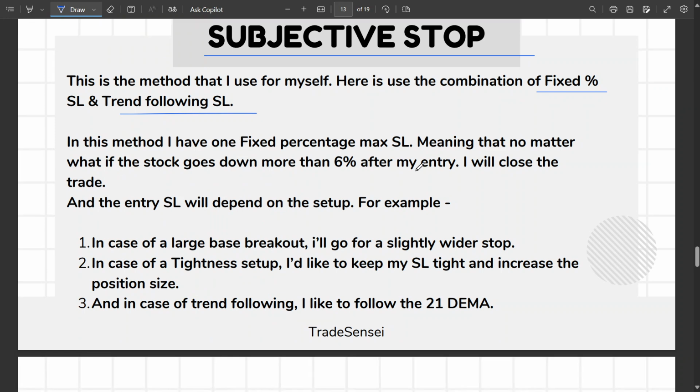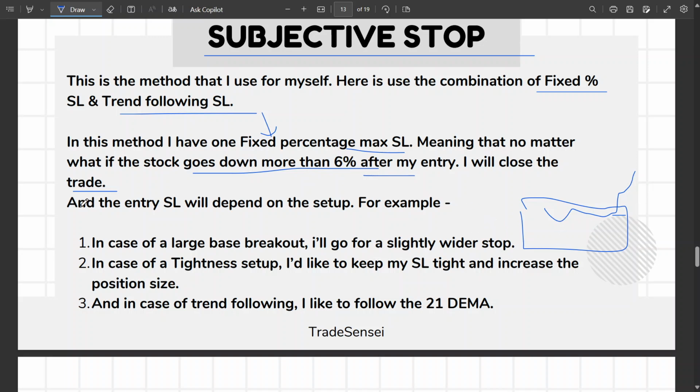Okay, so in this method I have one fixed percentage of max stop loss. As I said earlier, I have a fixed percentage of stop loss, that no matter what, if the stock goes down more than 6% from my entry, I will close the trade no matter what, right? Let's say the stock is breaking out from a base, and my maximum stop loss point here would be 6%, right? So I'll give this stock some space that it can move 6%. It's not like I always keep the stop loss at 6% at the entry. This is the max percentage, the max amount I'm willing to lose on a particular trade, right?